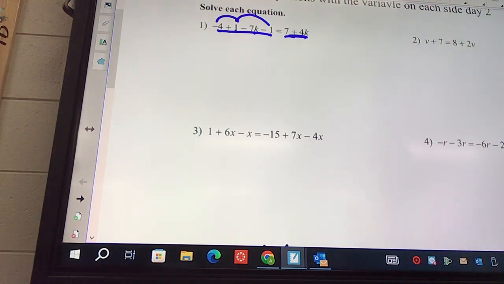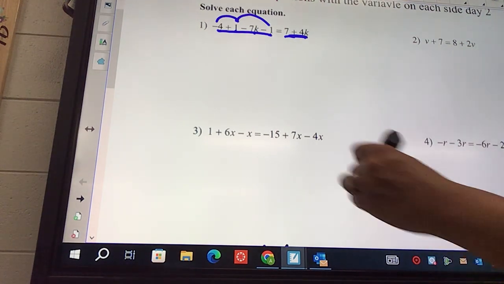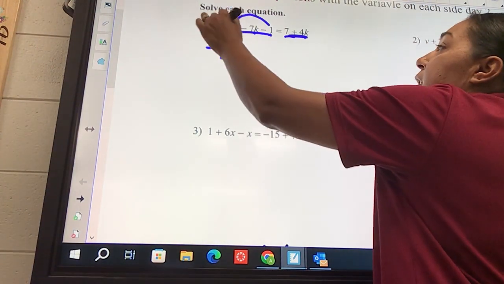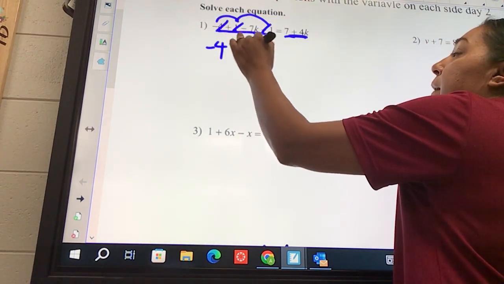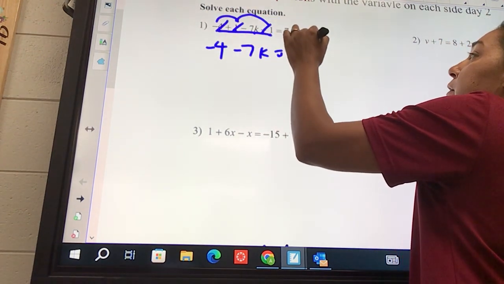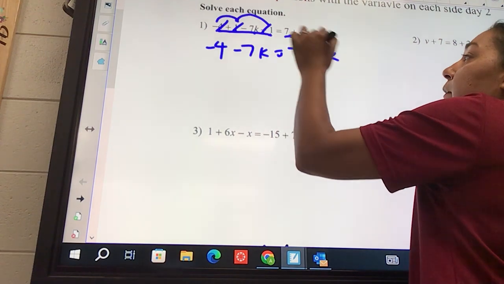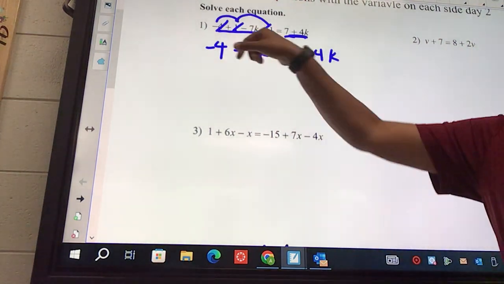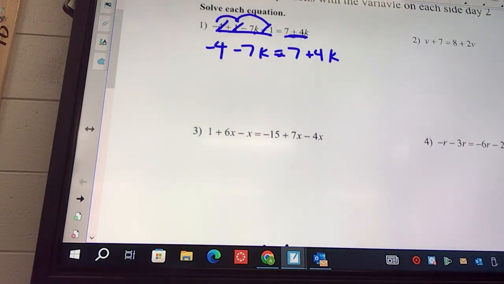What is that? Negative 4 plus 1 minus 1? Negative 4. Okay, so these ones all we combine, and then I still have minus 7k equals 7 plus 4k. Okay, so now I have 2 pieces and 2 pieces. Now we can go ahead and move stuff to other sides. What needs moved?